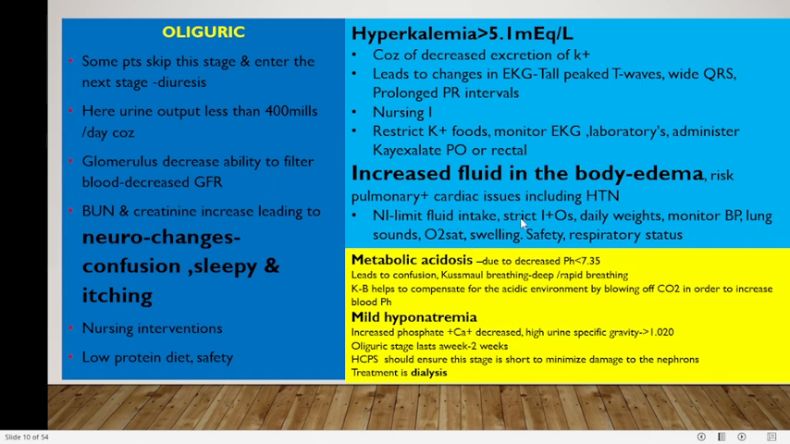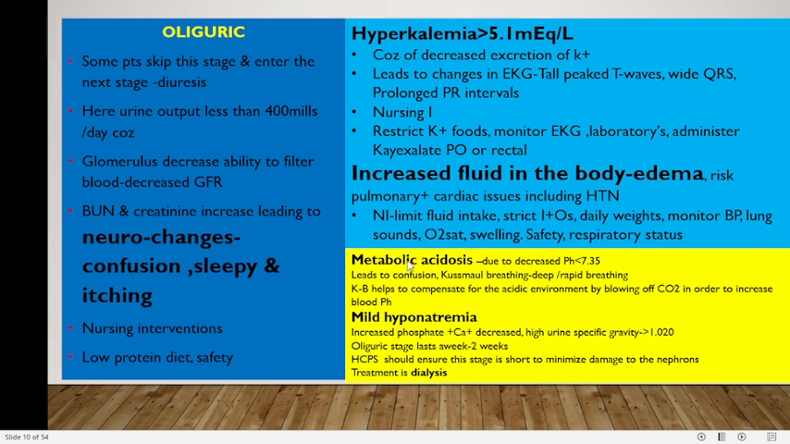You need to restrict input and output so that you know how many in, how many out. You need to do daily weights, monitor the blood pressure, lung sounds, oxygen saturation, look at the swelling in the case of edema, and institute measures that take care of the respiratory status monitoring and the safety of the patient.